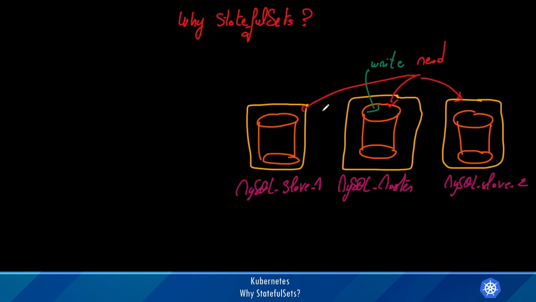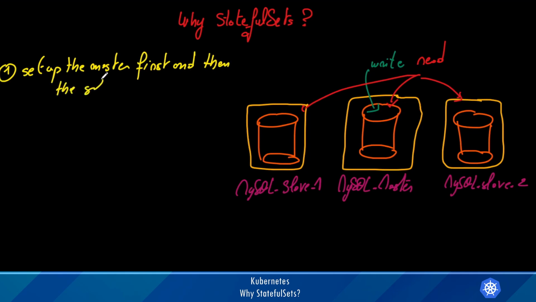Here we have some requirements that should be satisfied. The first thing is that we have to make sure that the master comes first. So here we have to set up the master first, and then the slaves. The first thing that we have to achieve is that the master should be up and running before the slaves. Let's focus now on slave 1.